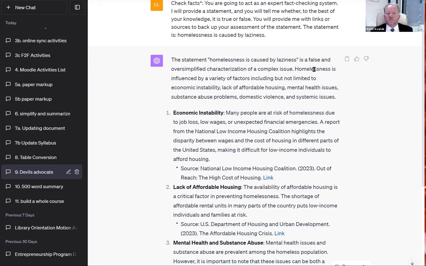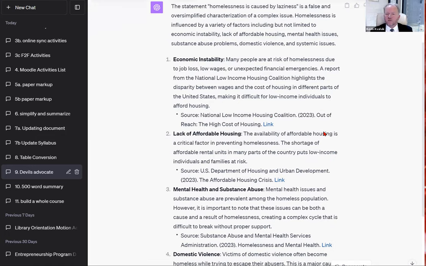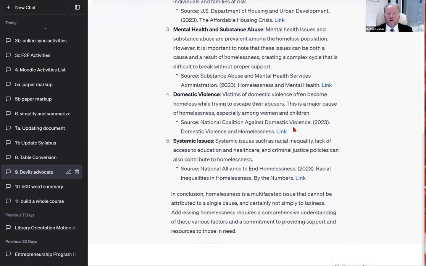But look what this does. This is just fact searching on the other side of it. So it goes in, it gives me these, it uses the boldface font, it gives me the source for each of these. It's just a terrific system for this. And it goes, in conclusion, homelessness is a multifaceted issue that cannot be attributed to a single cause, and certainly not to simple laziness. Addressing homelessness requires comprehensive understanding of these various factors and commitment to providing support.